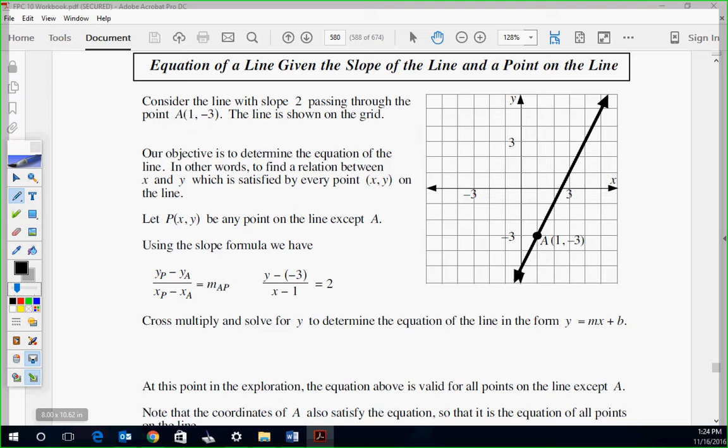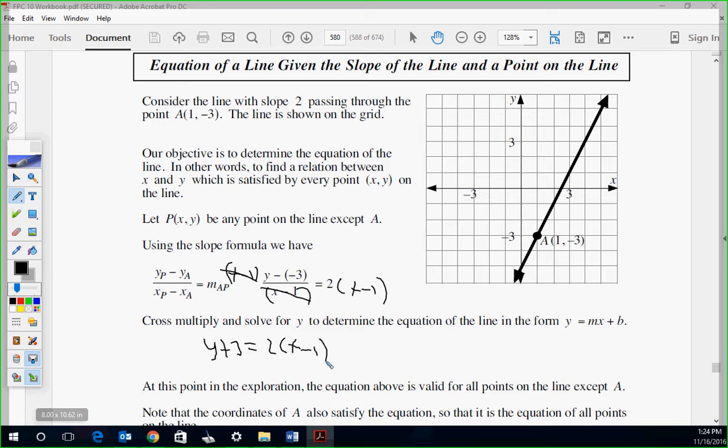Okay, so you can see what they're doing here. y minus negative 3, that's the y_A, over x minus 1 equals 2. So what they do now, which is kind of interesting, is they cross multiply. So they take this and they multiply it over, like that. You don't have to do this part. It's just showing you where the formula came from. So then it gets you this form, which you guys already have in the previous page. There's your point slope form.